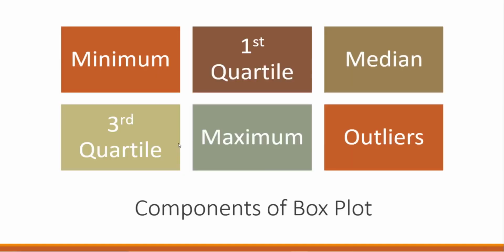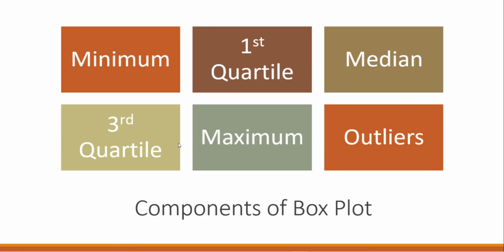So now we will discuss some components of a box plot. So box plots are based on these six components. The first component is minimum. It is defined as Q1 minus 1.5 into IQR. The next one is first quartile. It is the 25th percentile.